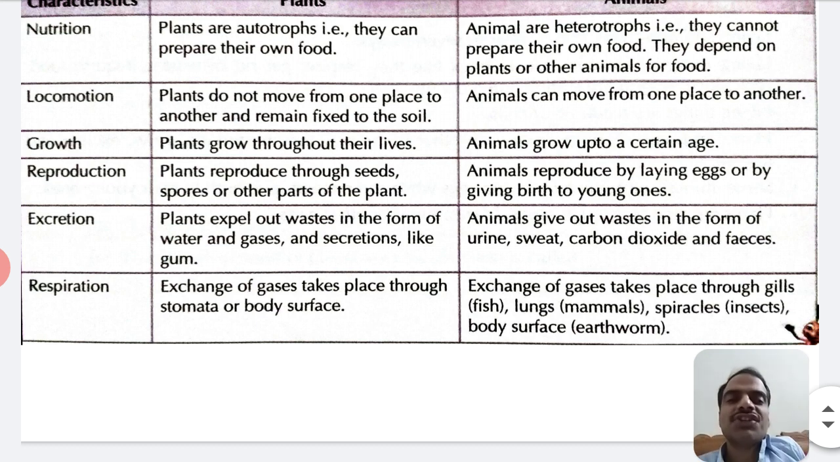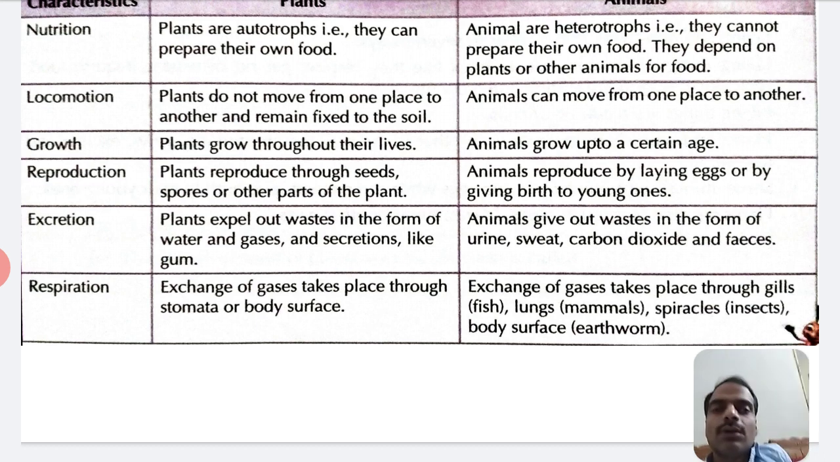Coming to respiration, how is the respiration in the case of plants? In plants, gases are exchanged through the stomata of the leaves or from the plant body surface. Exchange of gas takes place. In the process of respiration, oxygen is taken in, carbon dioxide is given out.